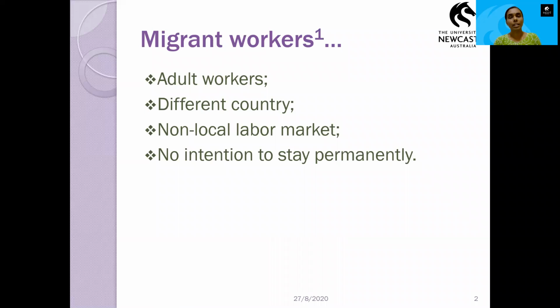So when we say migrant workers, who are we referring to? They are adult workers who have left their home countries and gone to a different country for a living, and they are usually in non-local labor market. And most of the time, they don't have any intention to stay permanently in the host country.